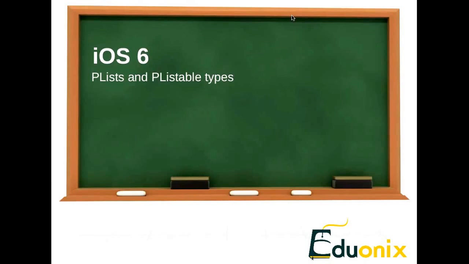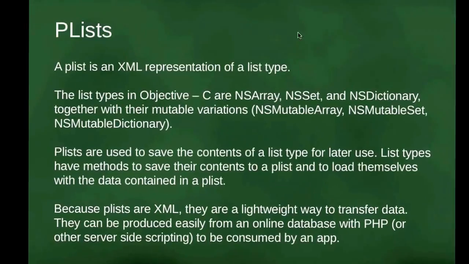Hi, welcome back. Now we're going to begin to talk about some concrete objects, or class types, that we use over and over and over again in Objective-C development for iPhone apps. These are called plistable types, and their underlying XML representations are called plists. So P in plist stands for property. These types have properties, and there are three basic types with their mutable variations. So that's what we're going to discuss today.